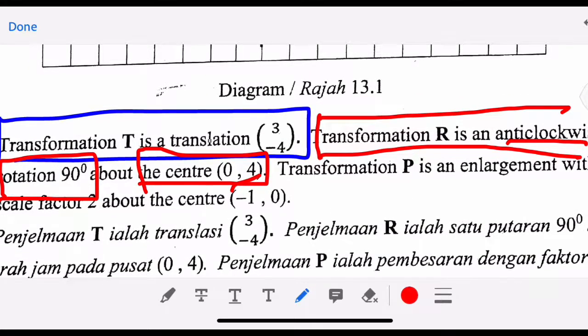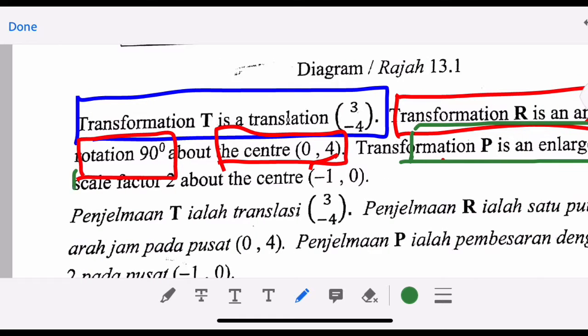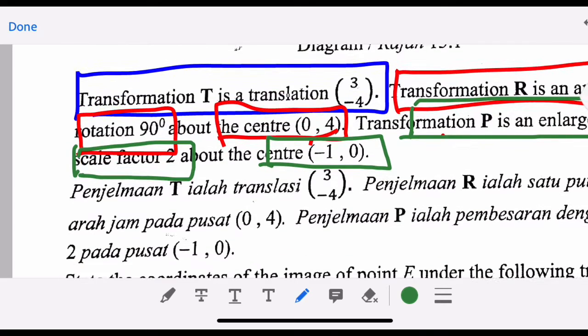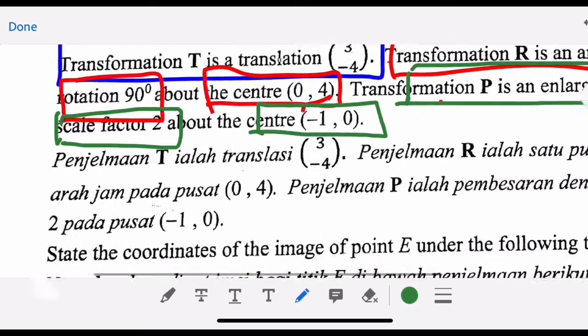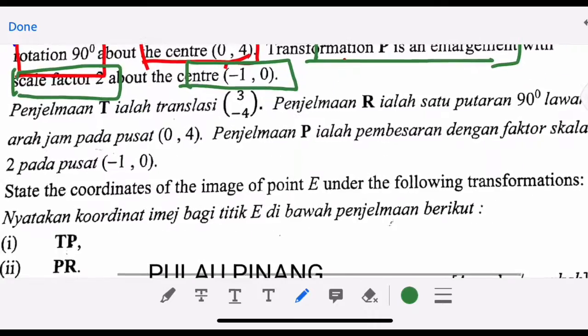And we have one more, which is P. Alright, we have three. One is translation, then we have enlargement. For the enlargement, they give you factor 2, center negative 1, 0. So the blue one is translation, the red one is rotation, and the green one is the enlargement with scale factor 2, center negative 1, 0. Alright, we understand the question already.